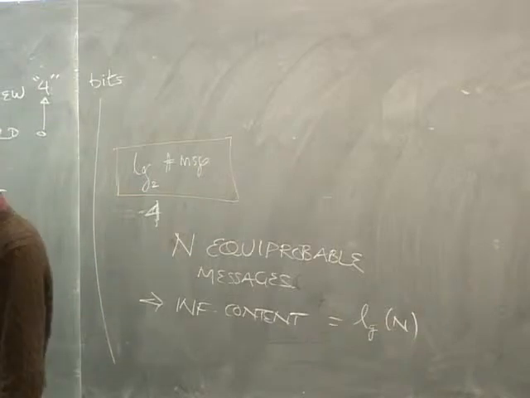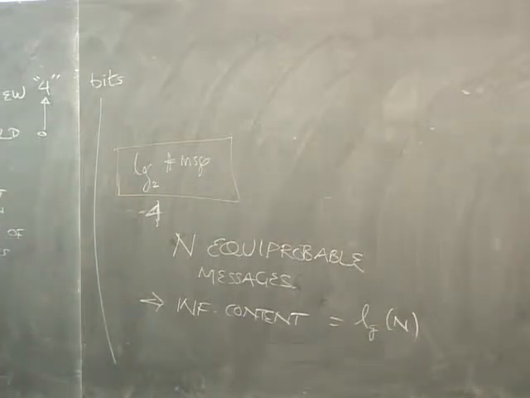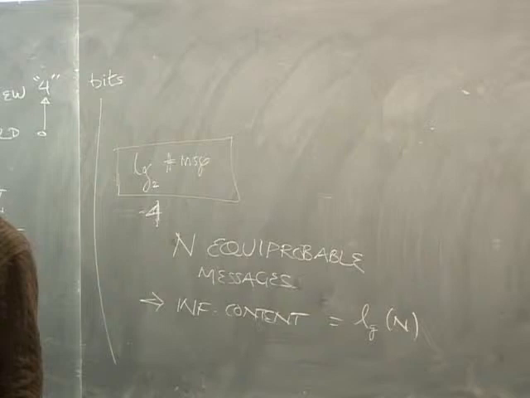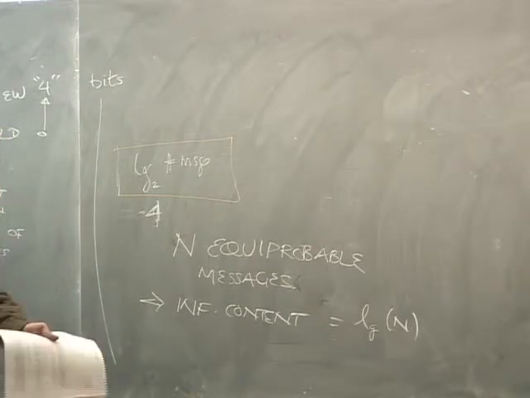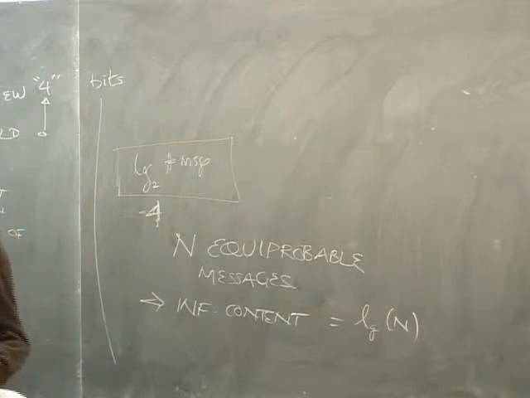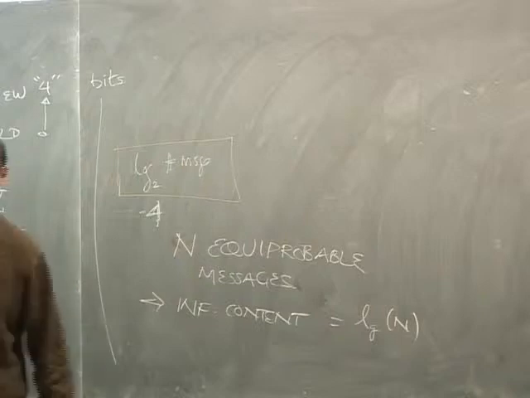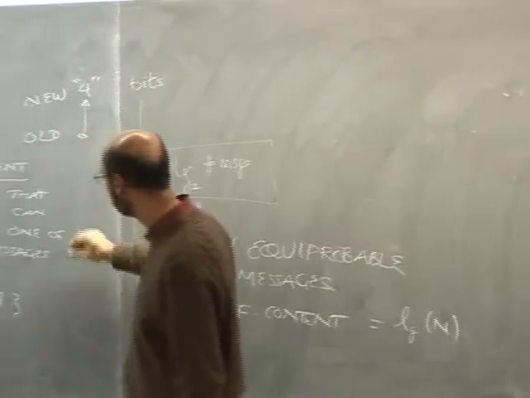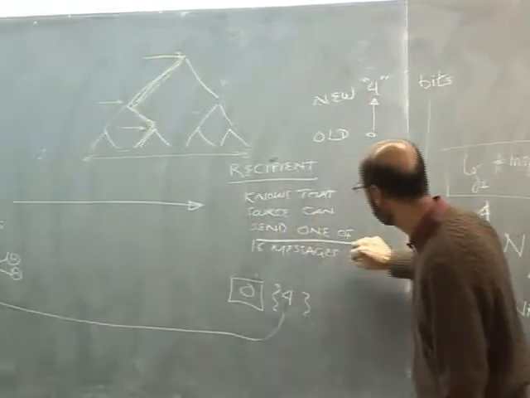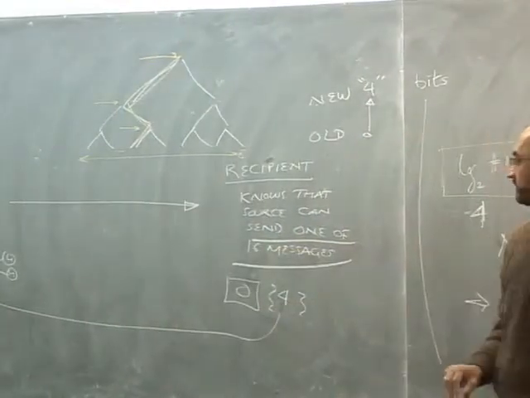So the funny thing is that we don't really care what the messages are. These messages could be anything. It could be 16 different novels, 16 pictures, 16 movies, or 16 or 32, whatever. We don't care what the actual content is. But we need the recipient to know that the sender can send one of these 16 messages. It's important that the recipient knows that.